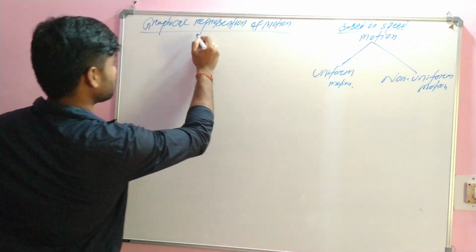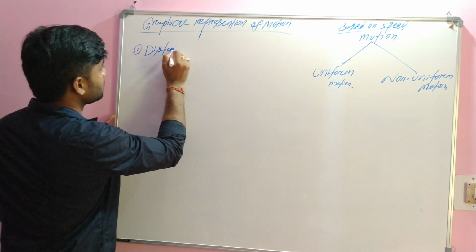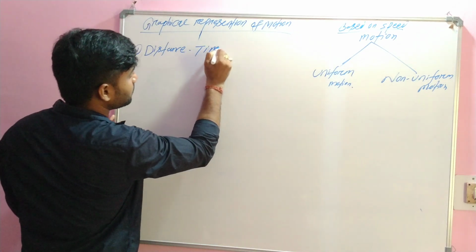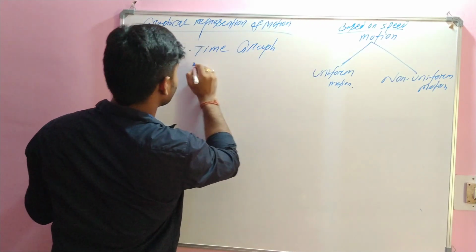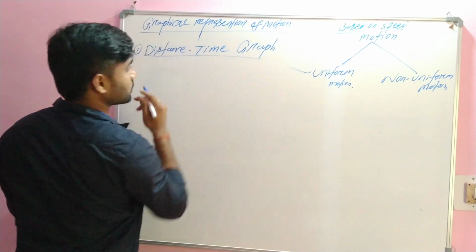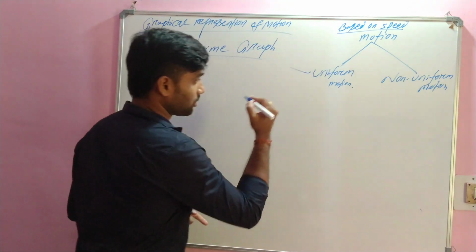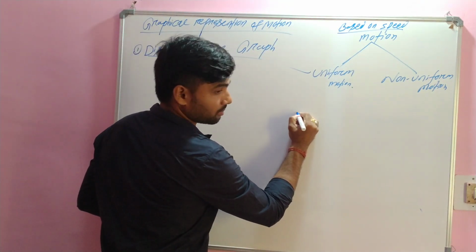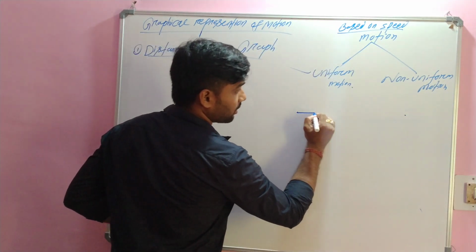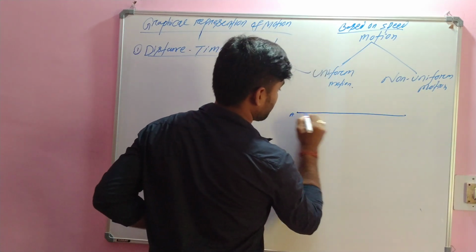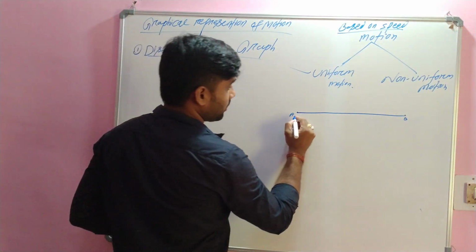So first, let's talk about the distance time graph for uniform motion. Suppose let's take an example. Here is a point, here is another point. An object starts moving from point A to B.